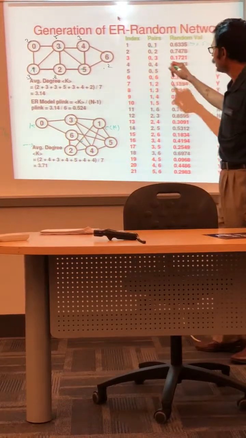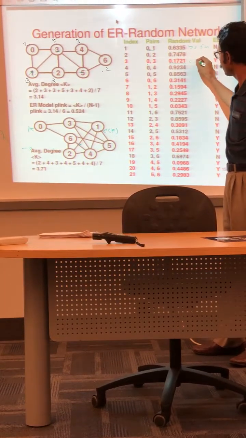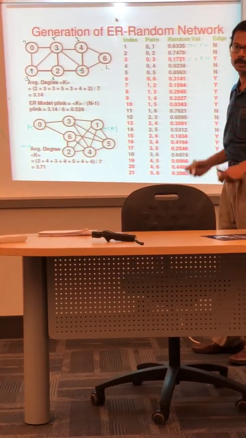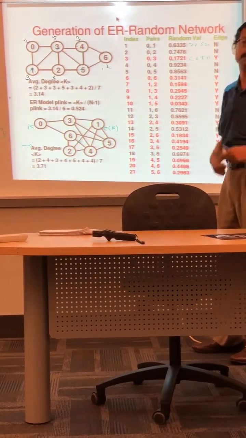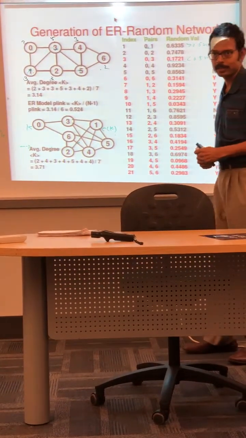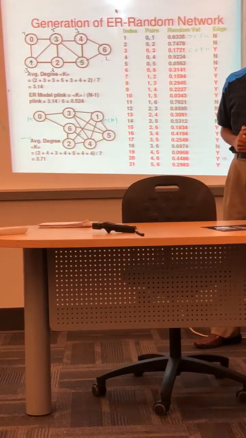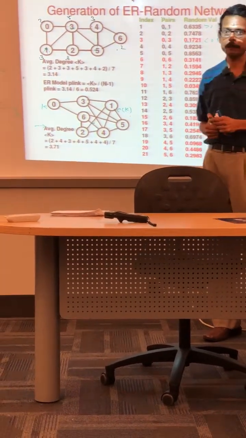Whereas for 0 and 3, this is the random number that I got, so this is less than 0.524. So there is an edge between 0 and 3. We need to generate random numbers like this for each pair. So open an Excel spreadsheet and generate random numbers. Write down all pairs, generate random numbers, and decide which pairs have an edge between their two vertices and which do not.